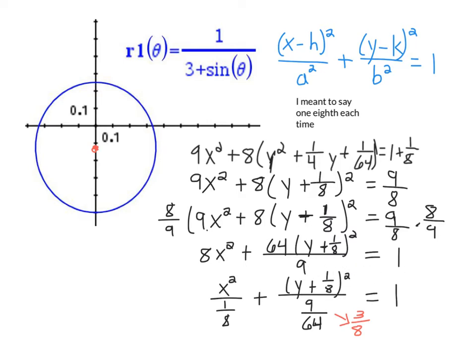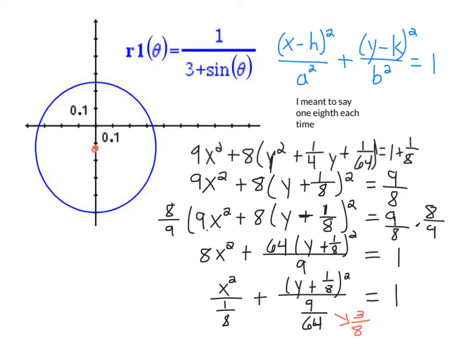And now to get it looking like this, where there's no number in front of the x part or the y part, we're going to write this 8, bring it down, and this becomes x squared over 1/8, and bring the 64 down into the denominator, and we get 9/64 in the bottom, okay? And so now looking at this, we can see that our center is at 0 for x and negative 1/8 for y. So negative 1/8 is 0.125, so here's where the center would be.